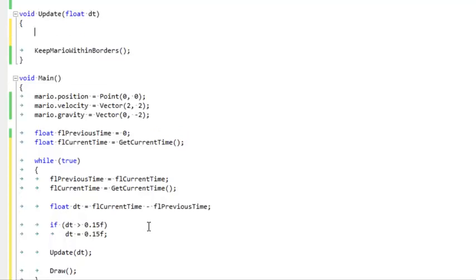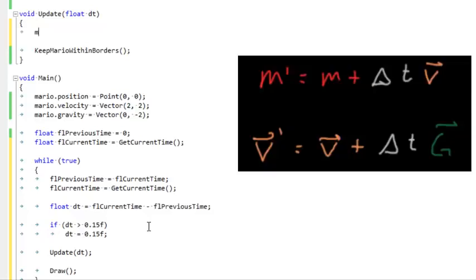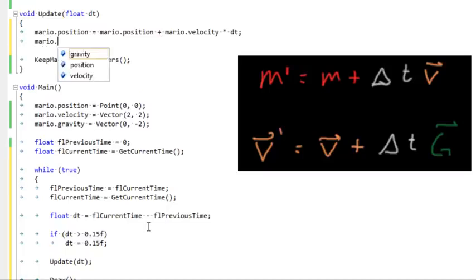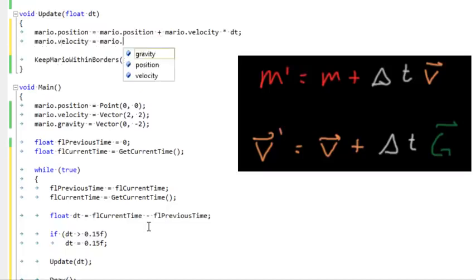Two things we have to do. First, let's set Mario's position. Here's the formula. Mario's new position, we're going to set it to Mario's old position plus Mario's velocity times delta t. And then Mario's new velocity equals Mario's old velocity plus Mario's gravity times delta t.